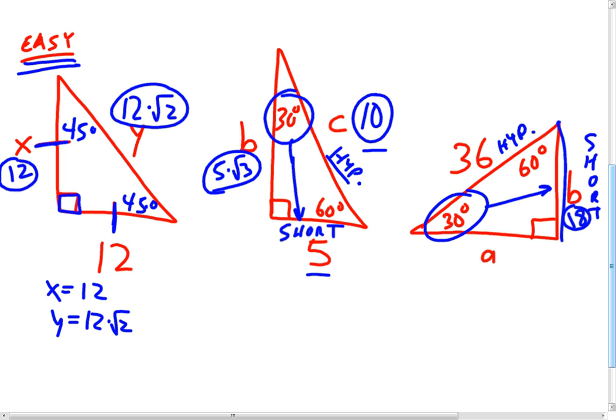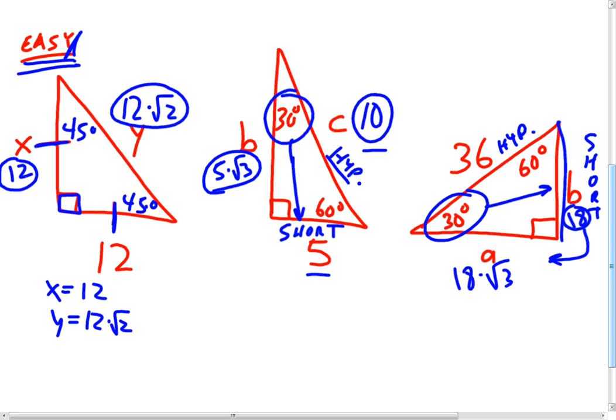Once you know the short side, how is that related to the longer leg? JD? It would be 18 times radical 3. All we did was take this drawing and rotate it a little bit in terms of the pattern. Do you agree? Are those easy questions?